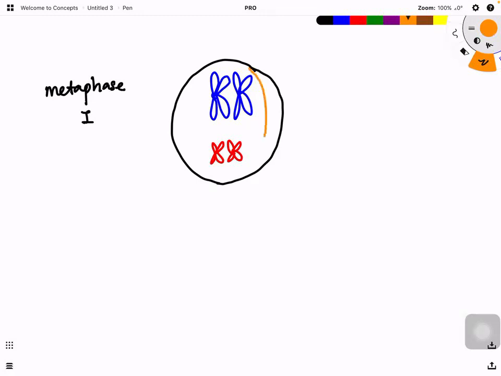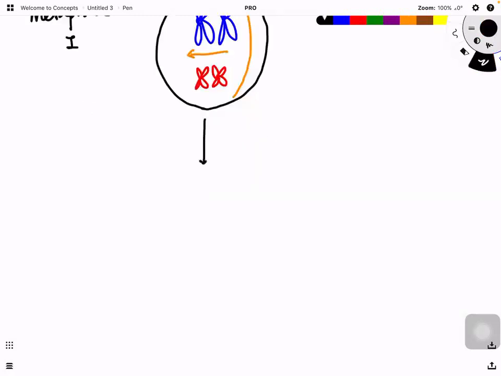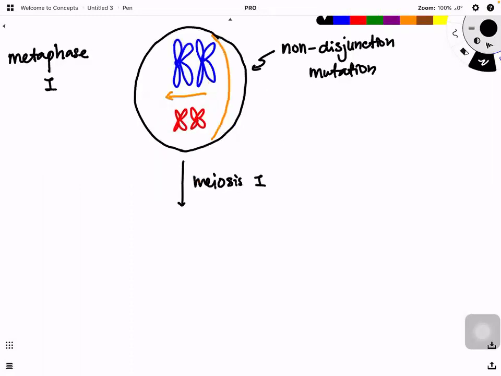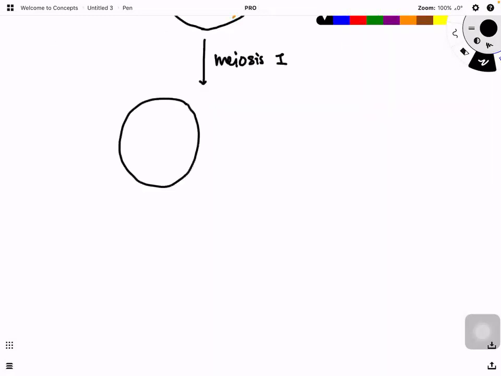So it means that at the end of meiosis 1, you can see that non-disjunction mutation takes place. So non-disjunction mutation takes place, and we are going to get this cell now. Not a gamete yet, but a diploid cell here. So this cell will have two blue instead of one.